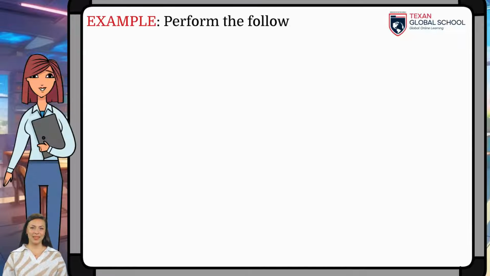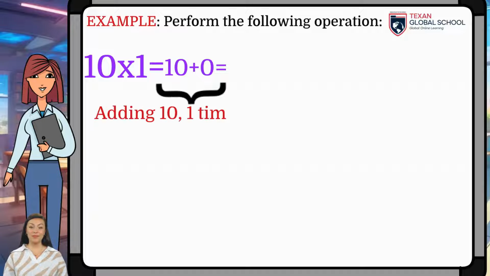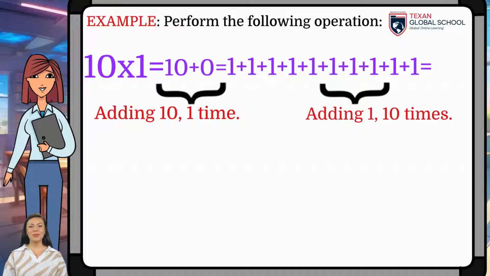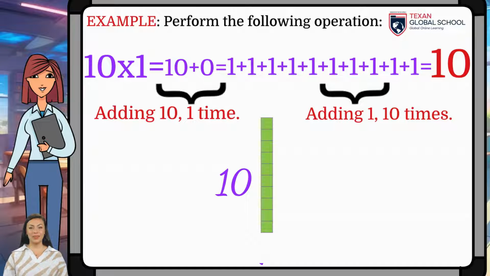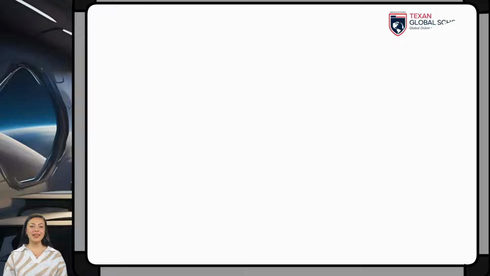If we multiply 10 by 1, this means that we add 10 only once, or we add 1 ten times. Therefore, 10 times 1 is 10. The model represents 10 squares in 10 rows by 1 column. So, we have 10 ones. Hence, we conclude that 10 times 1 is 10.